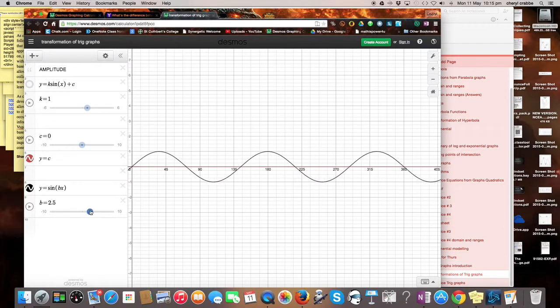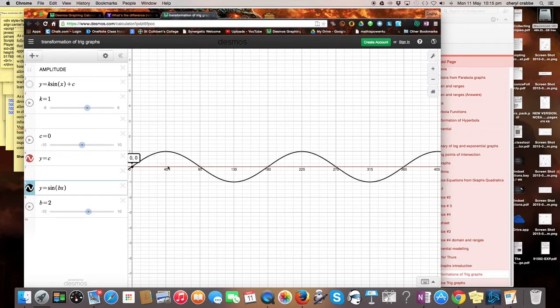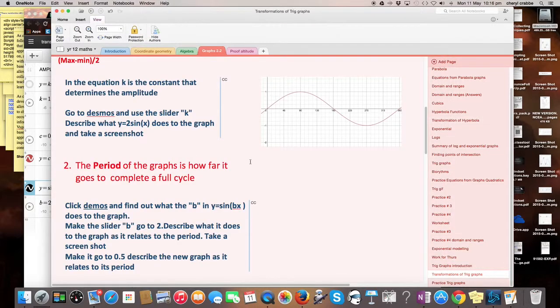Let's say b is 2. You will see that this graph starts at 0, 0, and then repeats itself at 180 and 0. So you can actually calculate what b is. If you know what the period of this graph is, you can take 360, which is the normal period, and divide it by the 2 to get your new period. So we have this relationship between b and the original period of a graph.